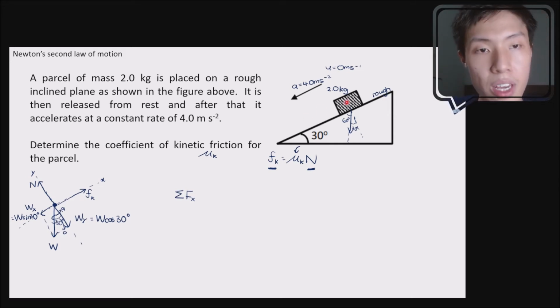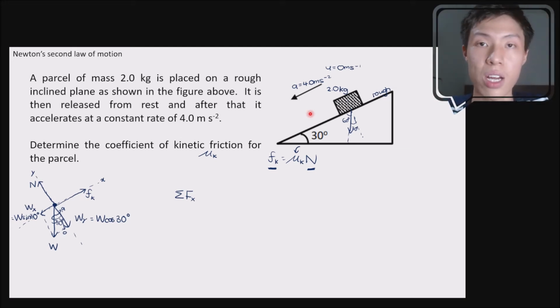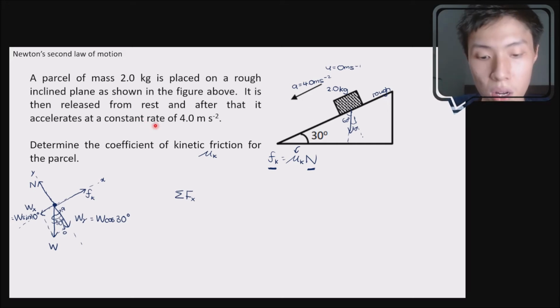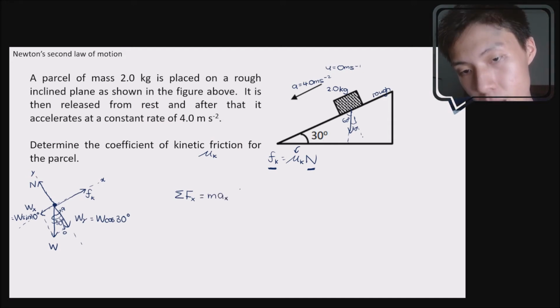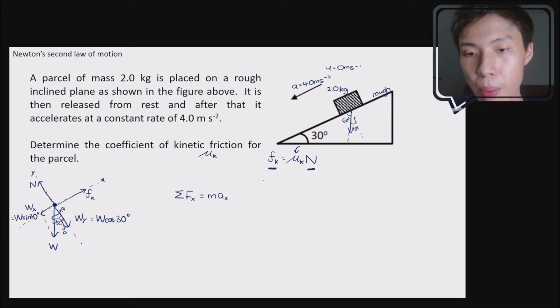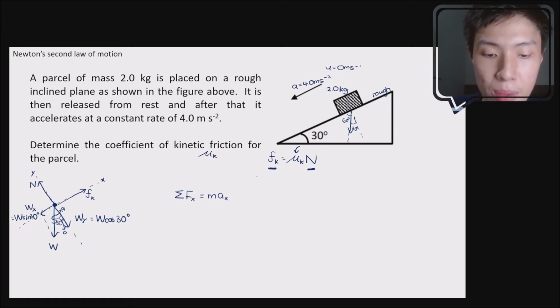So let's observe. In this situation, we see that this object is accelerating down the slope. So in this case, there's an acceleration. If there's an acceleration, there must be a net force. So when there is a net force, how do you relate the net force and the acceleration? You use Newton's second law. So in this case, you can use Newton's second law to solve this problem. Once we are done with that, we can proceed by seeing what forces are in the x dimension.